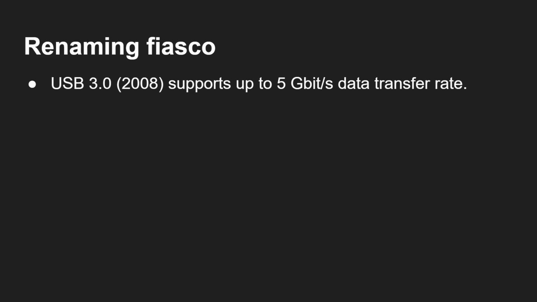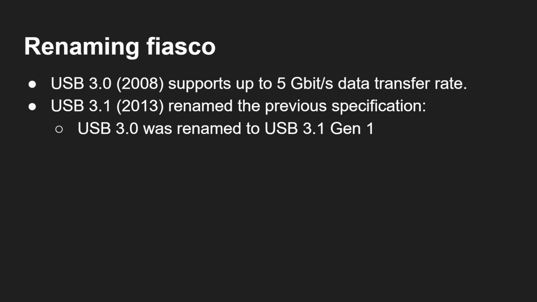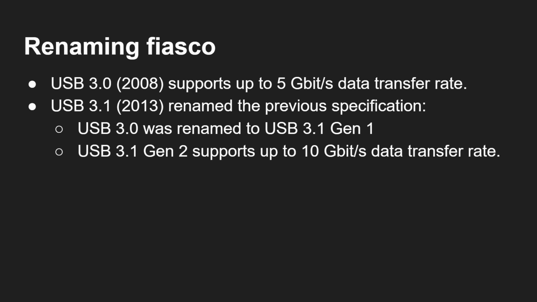Okay, so let's just go into this naming fiasco. Originally in 2008 we had USB 3.0 and it supported up to 5 gigabits a second data transfer rate. Then a few years later we had USB 3.1. Now the problem with USB 3.1 is it renamed some of the things that we found in USB 3. So USB 3.0 was renamed USB 3.1 Generation 1. And then you had USB 3.1 Generation 2, which was the new stuff, and that added support for up to 10 gigabits per second. So USB 3.0 got dismissed and you get USB 3.1 Gen 1 and Gen 2.